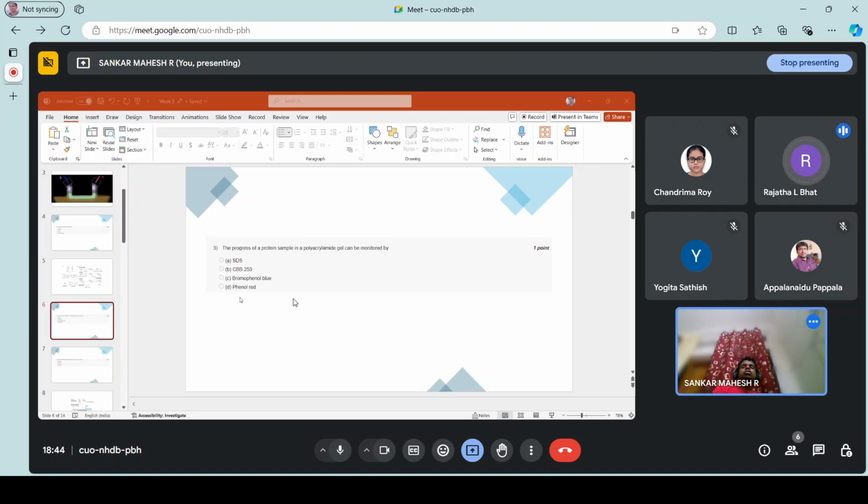So, one doubt. Yeah, Rajata. Will it not bind to aromatic amino acids? Coomassie Brilliant Blue? Yes, sir. No, it wouldn't. It is specific for lysine and arginine residues. Okay, sir. Right.